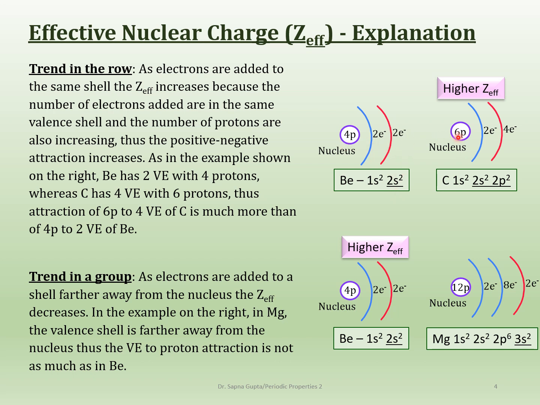So the attraction between 6 protons and 4 is a lot more than 4:2. And so carbon has higher effective nuclear charge. And that is the trend in the row, which means as you go to the right, then effective nuclear charge increases. Now let's look in the group, okay, as you're going down.